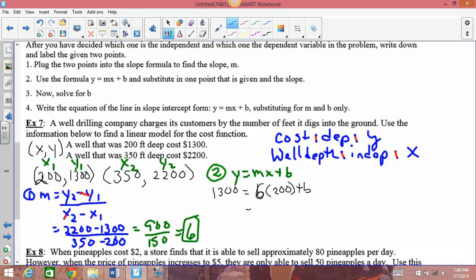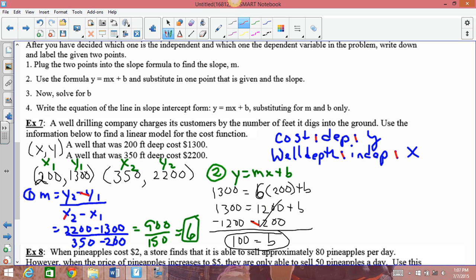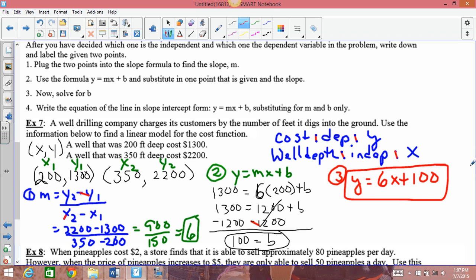So 6 times 200, we can clean that up to become 1200 plus b equals 1300 still. I want to solve for b, so one step. Subtract 1200. Whatever you do to one side, do to the other. So b equals 100. So now you've got a slope and you've got a y-intercept. You're ready for your equation. Your model, like I said, the equation, the model, the function, whatever you want to call it. So y equals 6x plus 100. And you're good to go. Definitely recommend try example 8 below here so that you're good to go with that.